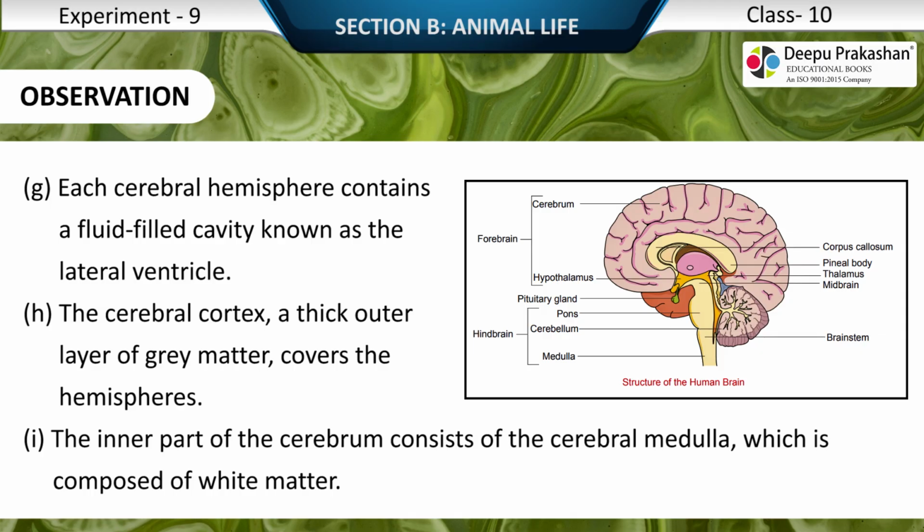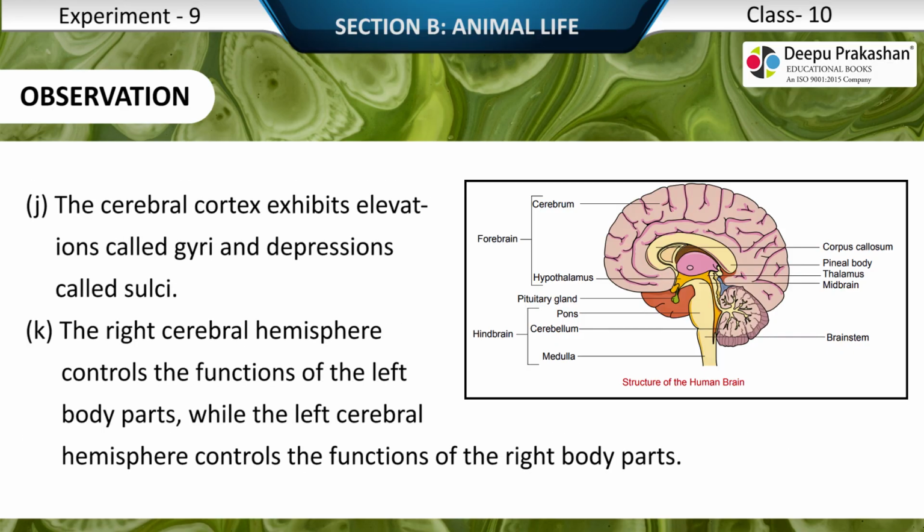G. Each cerebral hemisphere contains a fluid-filled cavity known as the lateral ventricle. H. The cerebral cortex, a thick, outer layer of gray matter, covers the hemispheres. I. The inner part of the cerebrum consists of the cerebral medulla, which is composed of white matter. J. The cerebral cortex exhibits elevations called gyri and depressions called sulci. K. The right cerebral hemisphere controls the functions of the left body parts, while the left cerebral hemisphere controls the functions of the right body parts.